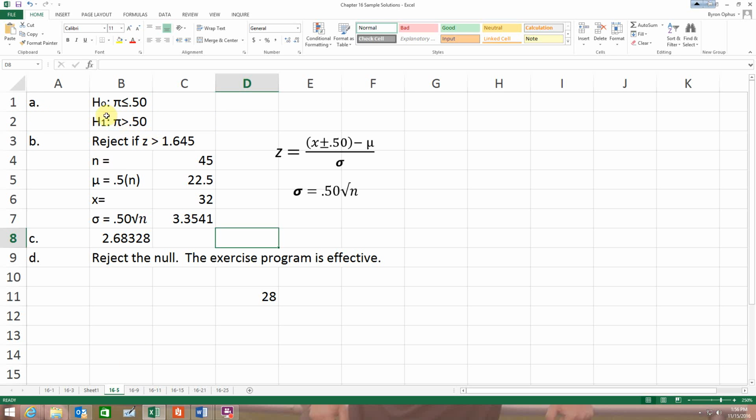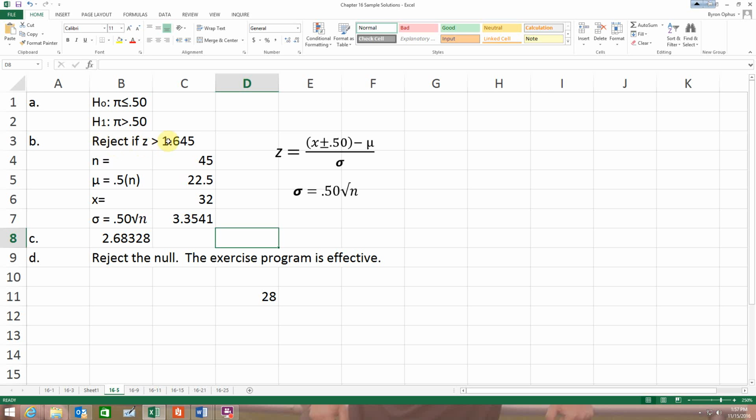So first we have to state the hypothesis. For number 5, it says that we had 45 overweight guys that went on an exercise program, and 32 of them lost weight. Can we conclude that it was effective? It'd be effective if more than half of them lost weight. Actually, it'd probably be effective even if just a few of them lost weight, but nonetheless, 0.5 is what we're shooting for. My alternate hypothesis is that my pi is greater than 0.5, which makes my null hypothesis less than or equal to.